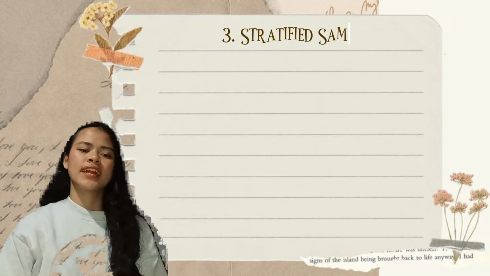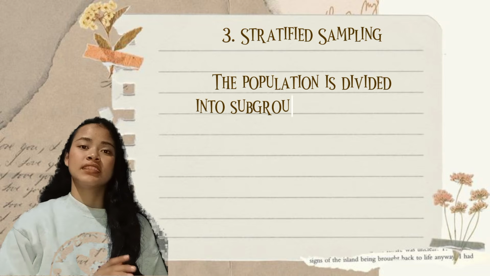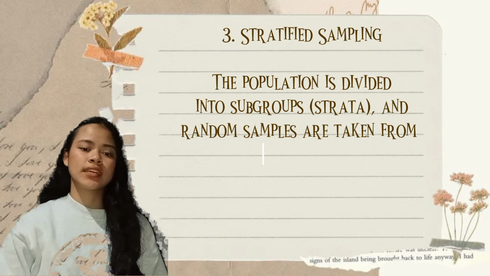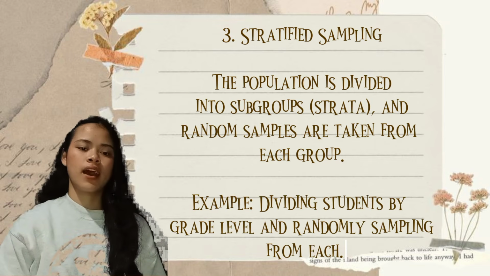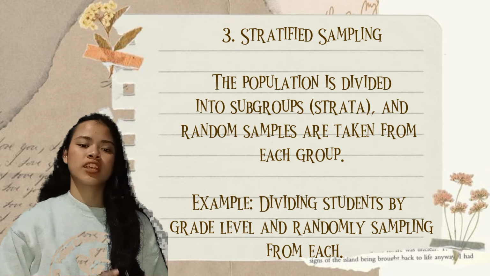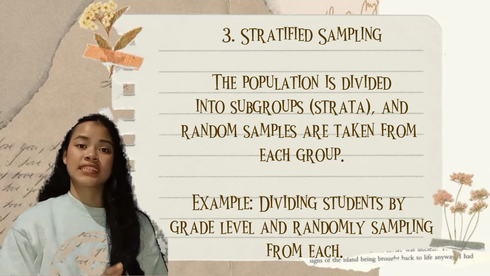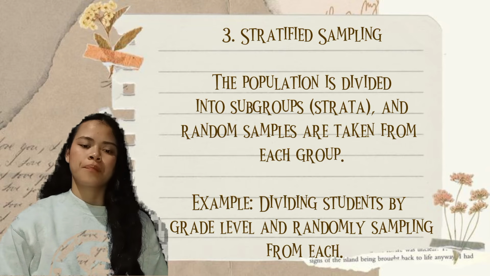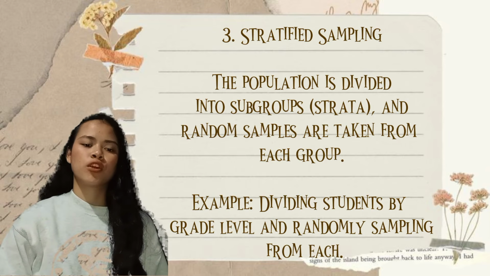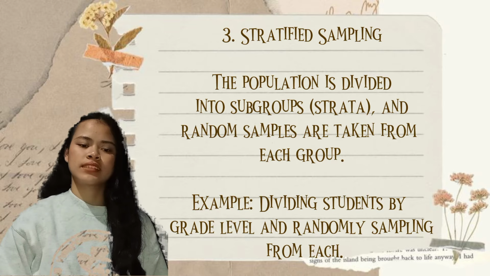The third one is stratified sampling. The population is divided into subgroups, the strata, and random samples are taken from each group. Example, dividing students by grade level and randomly sampling from each. It ensures all subgroups are proportionally represented in the sample.